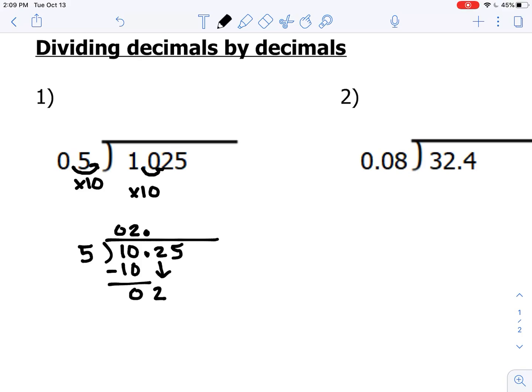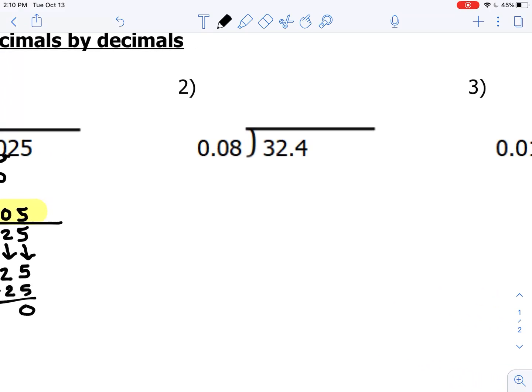5 can't go into 2, so I'm going to put a placeholder above, and I'm going to bring the 5 down to make that 2 a 25. 5 goes into 25 5 times, that's 25, and we have 0 remainder, so we can stop dividing, and our quotient is 2 5/100. Let's move on to number 2.